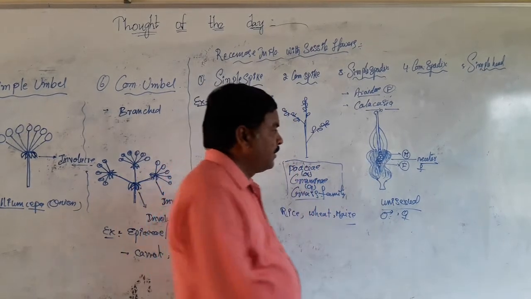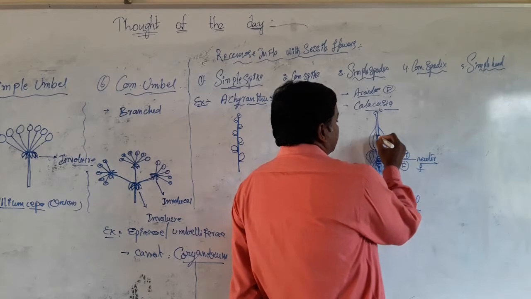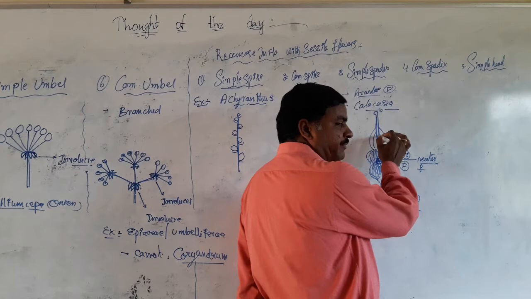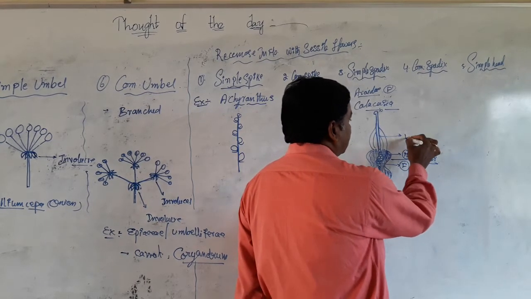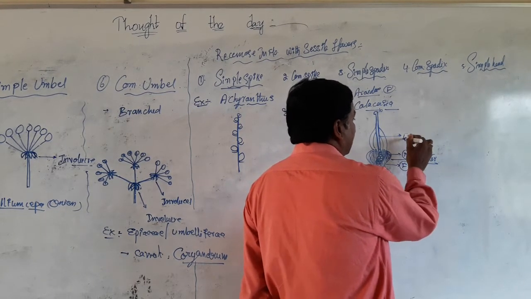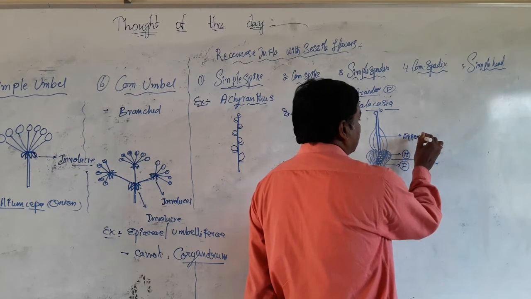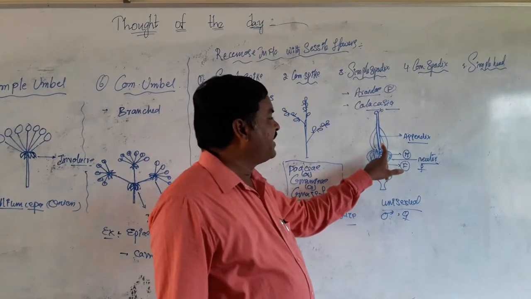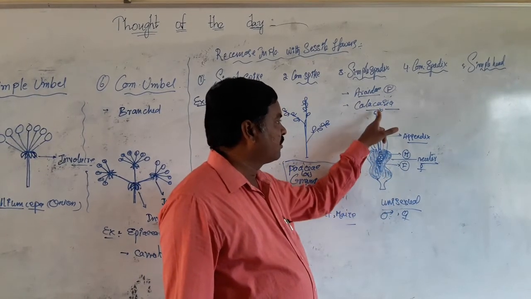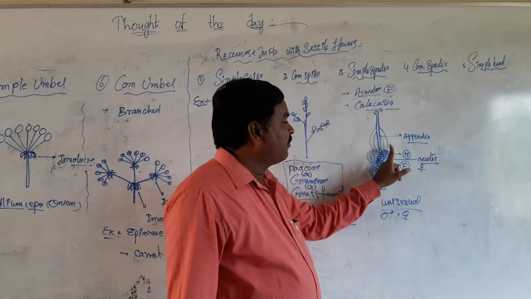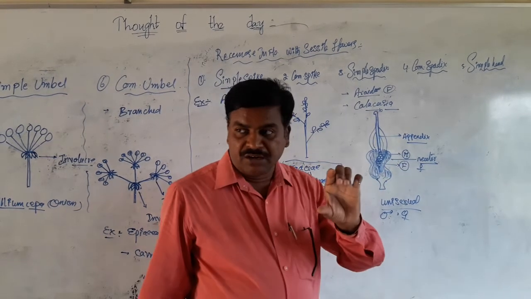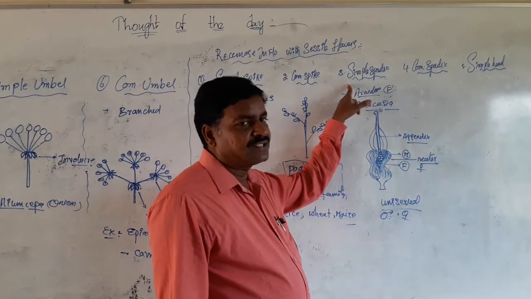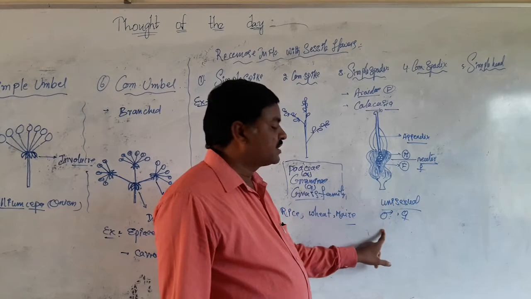At the same time, the peduncle also has a narrow apical part without any flowers. This is called the receptacle, or we can also call it the appendix. The flowerless narrow apical part of the peduncle is considered the appendix. This type of inflorescence is called a spadix inflorescence, and unisexual flowers are there.